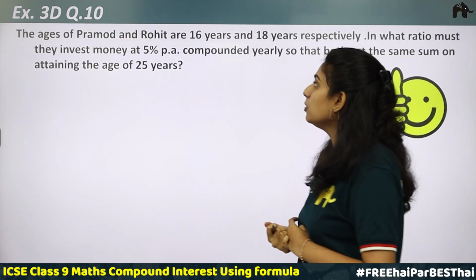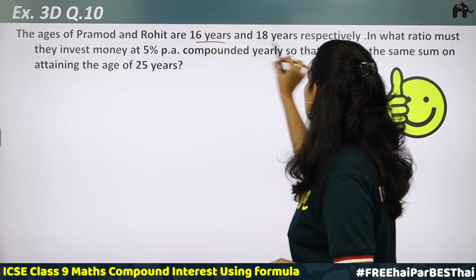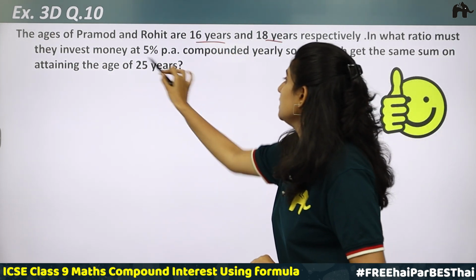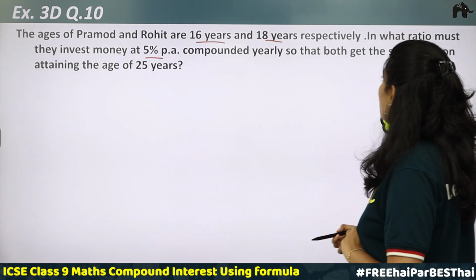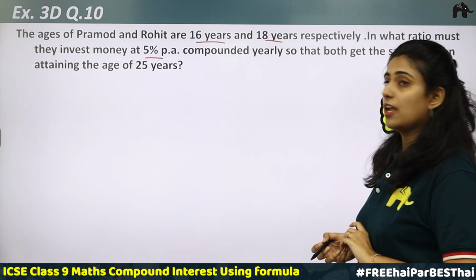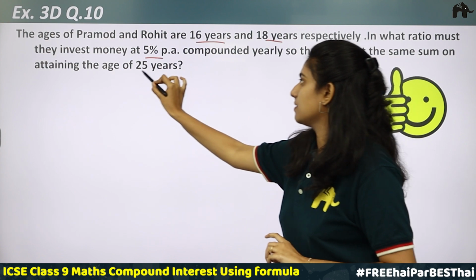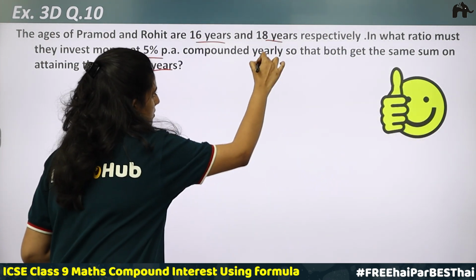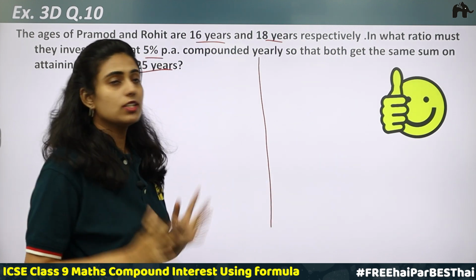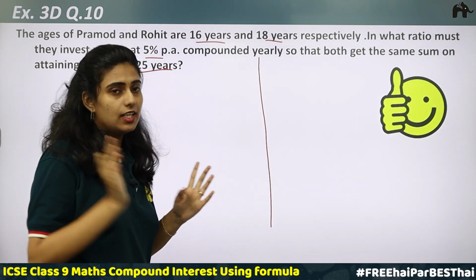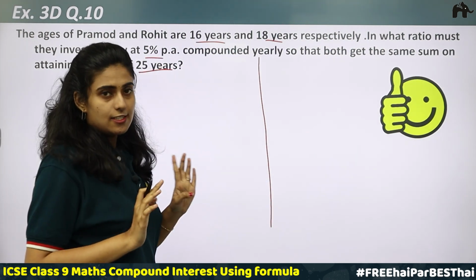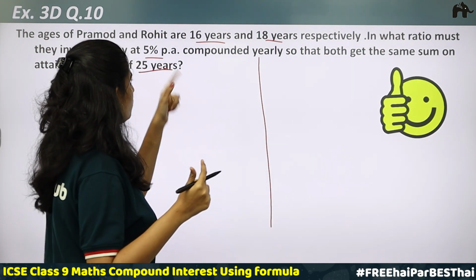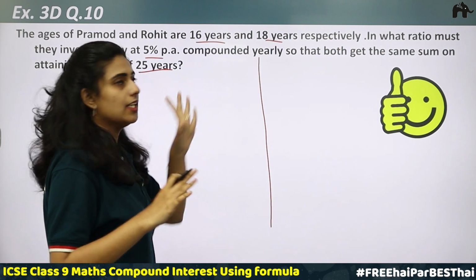Question number 10 of exercise 3D. The ages of Pramod and Rohit are 16 years and 18 years respectively. In what ratio must they invest money at 5% per annum compounded yearly so that both get the same sum on attaining the age of 25 years? Here we don't know the amount they are investing. We have to find the ratio of it. Given rate percentage is 5%. Also, it is given that the amount at the age of 25 years that they get will be the same.